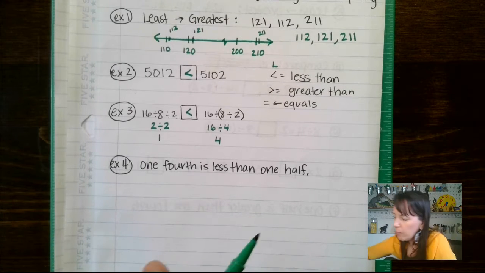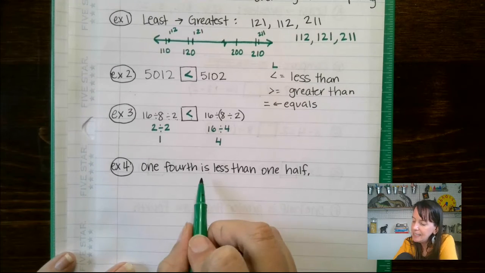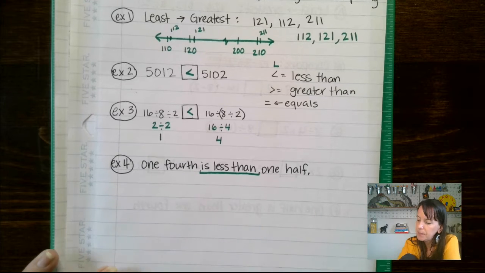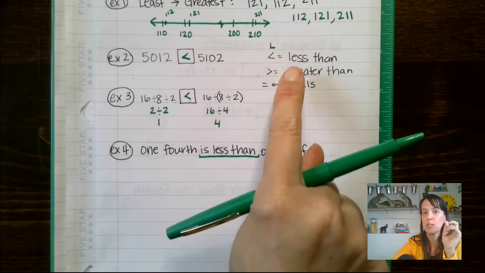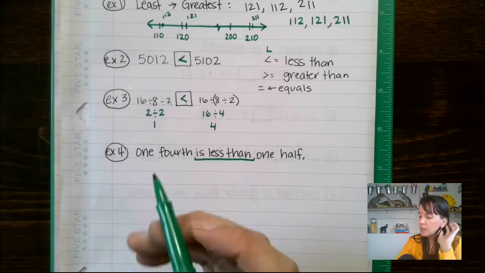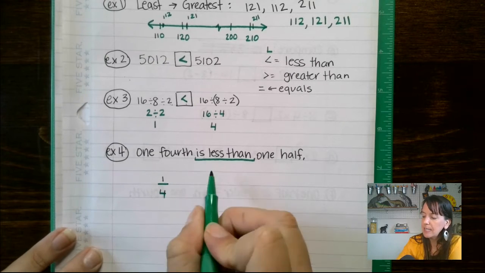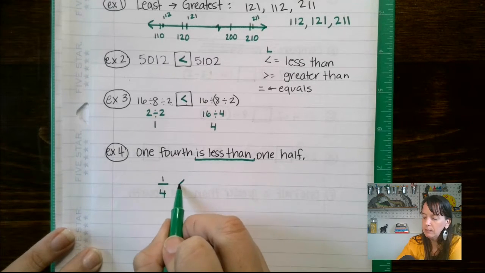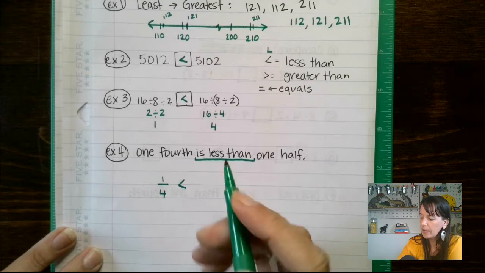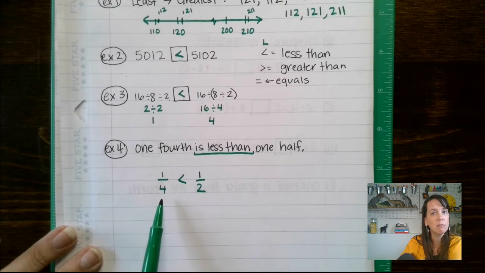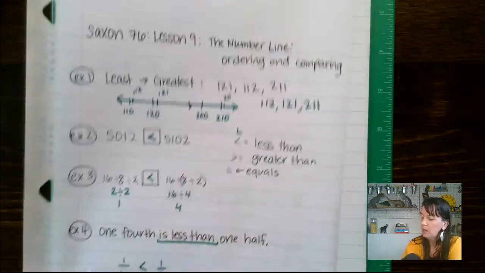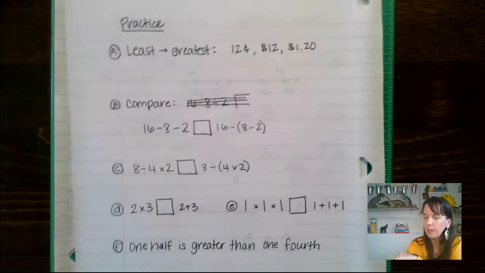All right, 1/4 is less than. So when you're talking about converting between English and math, if you see less than, it means subtraction. If you see is less than, we're talking about this, okay? So 1/4 is less than, make it look like an L. See, there's my L. 1/2. And that makes sense, because do you want 1/4 of a pizza or do you want 1/2? I want 1/2. Okay, here's your practice problems.